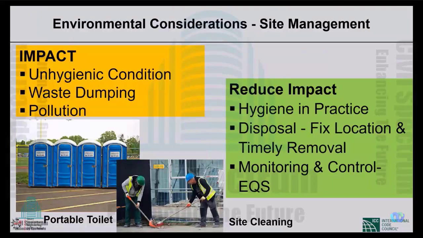Next one is environmental considerations at the site level, site management level. So the possible impacts are unhygienic conditions due to a lot of things like toilets for the workers and other things, dumping the construction waste that creates unhygienic conditions at the job site, waste dumping, and other related pollution. So how to reduce the impacts?